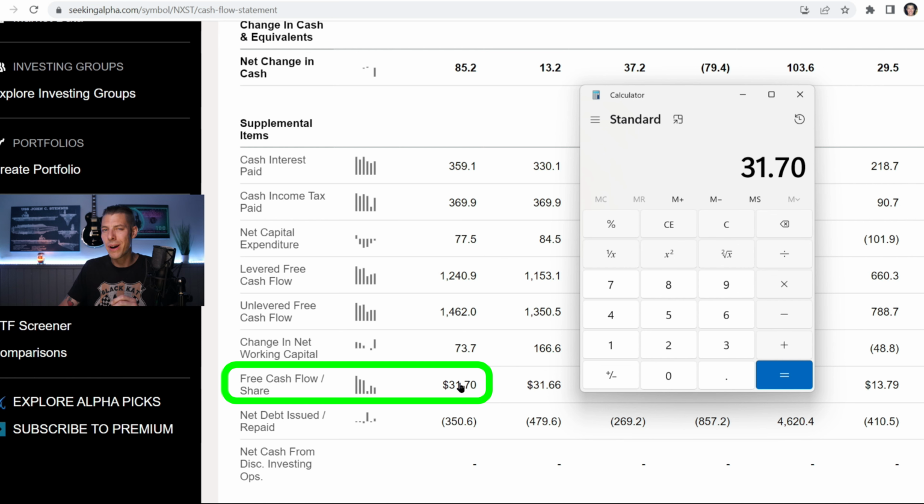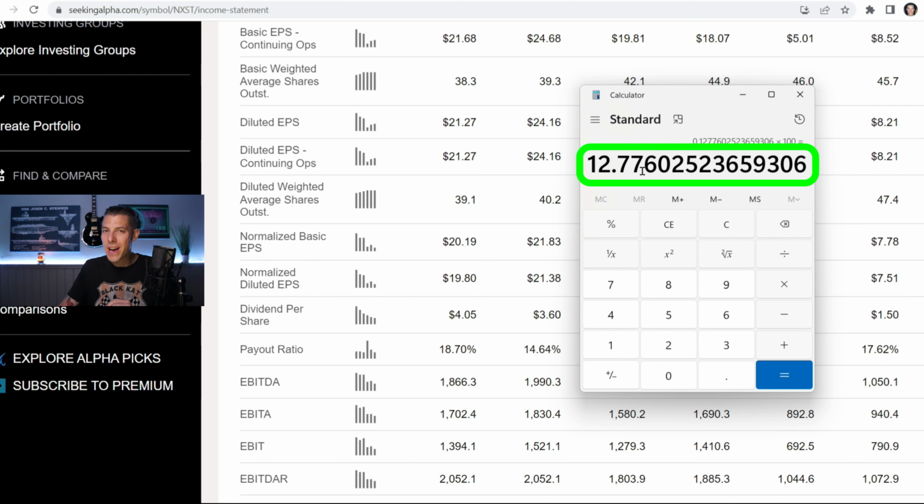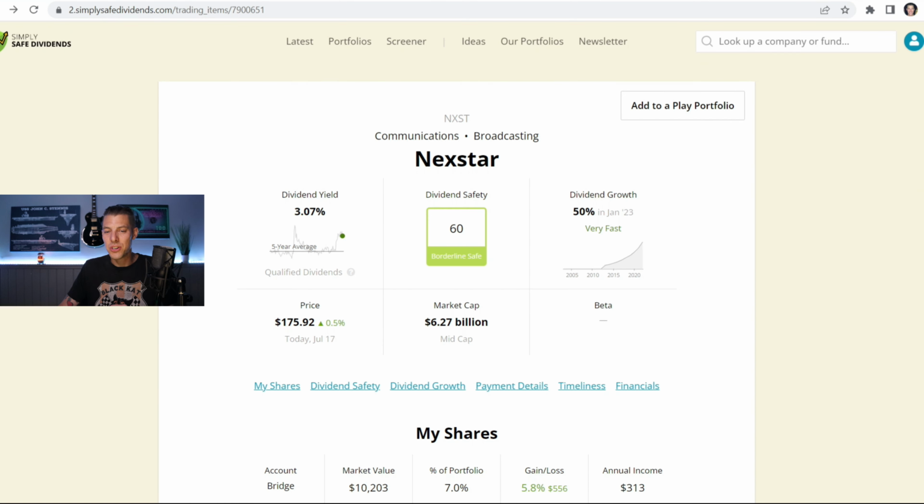And then we're going to hop on over to the income statement, where we will see the dividend per share of $4.05. Now, just remember that number, $31.70, because we're going to divide $4.05 by $31.70 free cash flow times 100, which is going to give us a free cash flow payout ratio of 12.77%. And check this out.